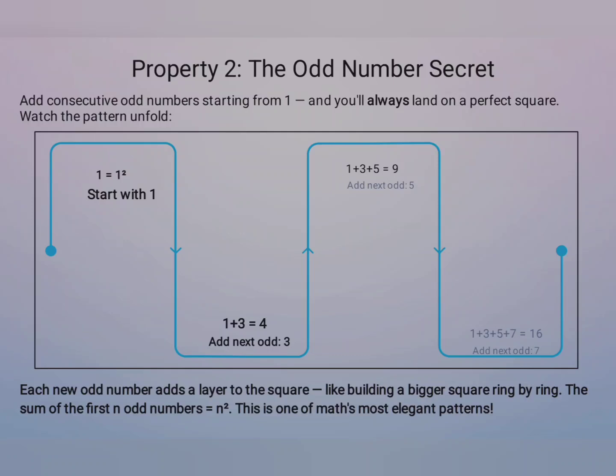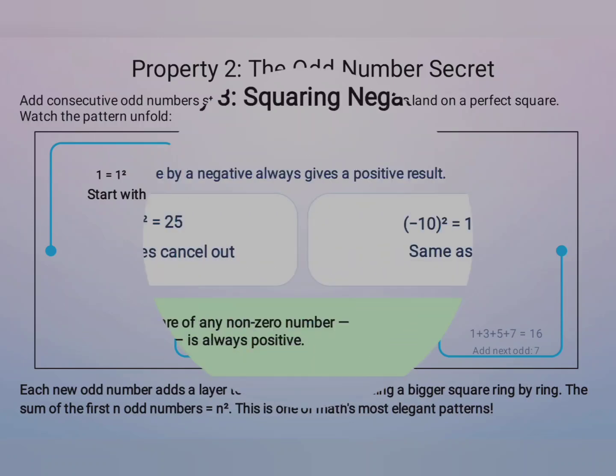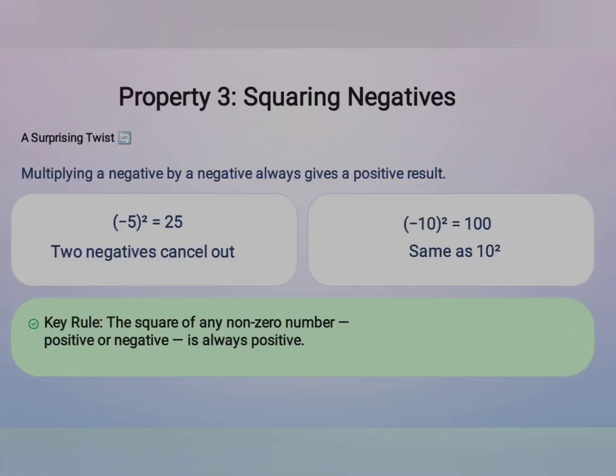1 plus 3 gives you 4. 1 plus 3 plus 5 gives you 9. And 1 plus 3 plus 5 plus 7 gives you 16. Each new odd number adds a layer to the square, like building a bigger square ring by ring. The sum of the first n odd numbers is equal to n squared, and this is one of the most elegant properties in mathematics. The next property is squaring negatives.